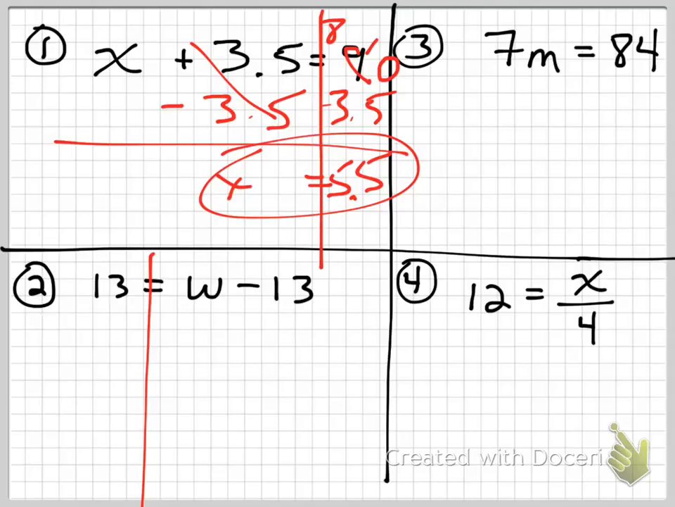Number 2, is the variable happy? No. Why not? Not alone. Who's with him? 13. What's the 13 doing to him? Subtracting. How do I get rid of that minus 13? Add 13. Whatever I do to one side, I have to do to the other.